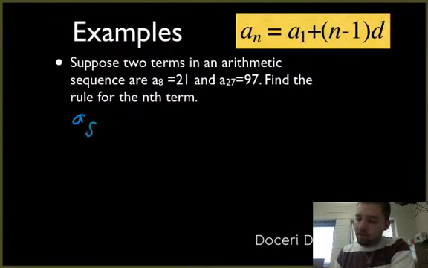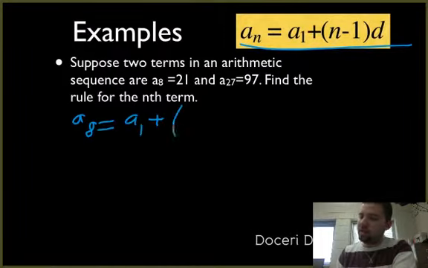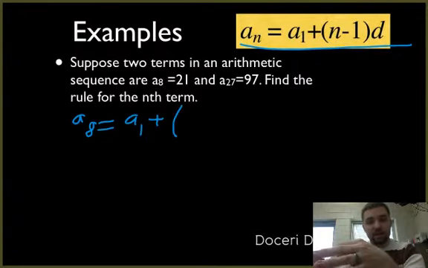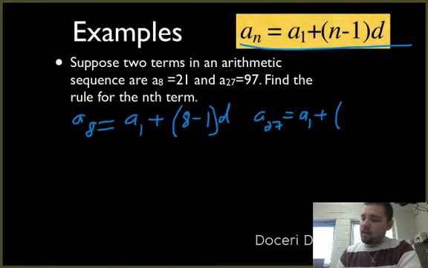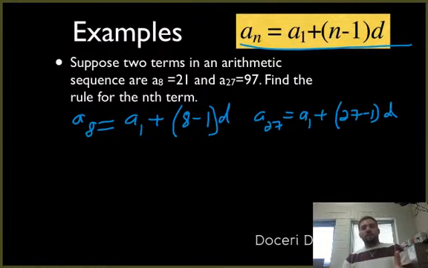We said a sub 8 equals 21. Well, that means that if I use my formula up here, a sub 8 equals a sub 1, I don't know that, plus, now I'm going to use the fact that the index, that 8, is n. And so I'm going to plug in 8 minus 1 times d. d I don't know, so I've got two unknowns. Let's go look at a sub 27 then. a sub 27 equals the first term, which I don't know, plus n, well that was 27, minus 1 times d. d was, oh yeah, we don't know it. Okay? Now I've got two equations, two unknowns.